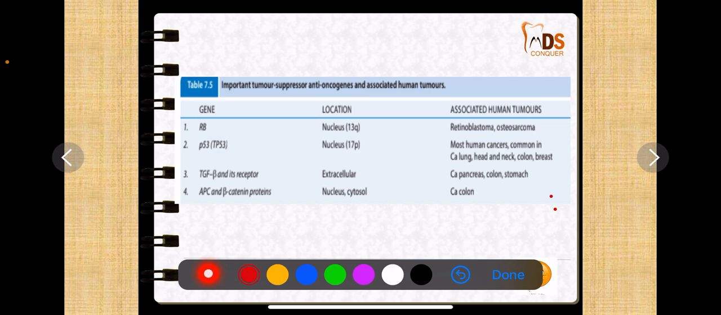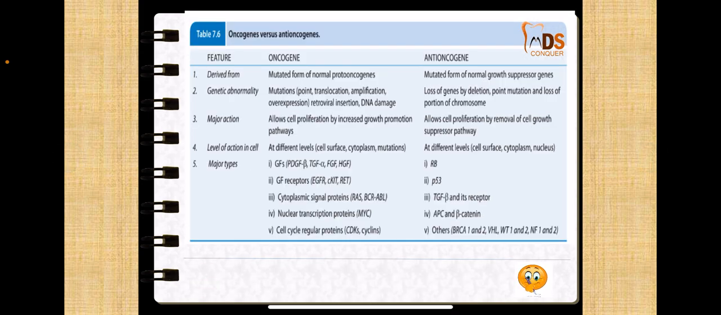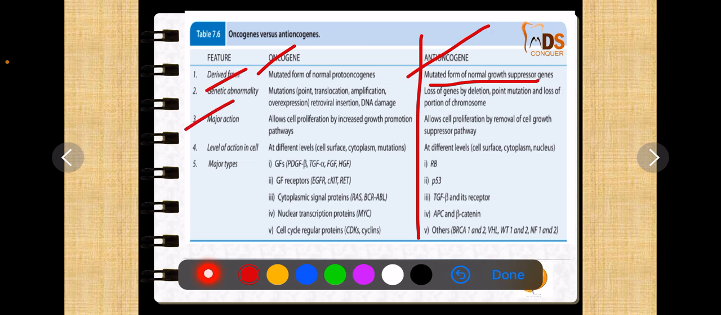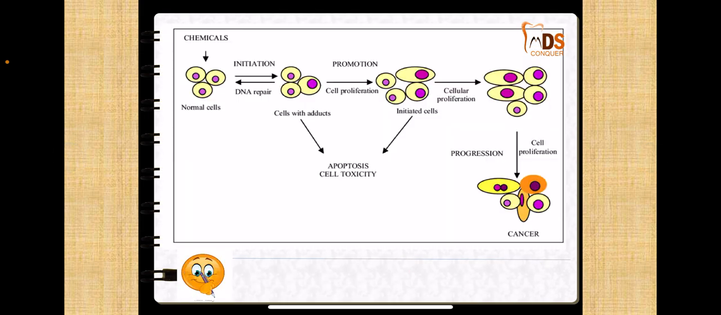So again the oncogenes versus anti-oncogenes, a little knowledge. If you give a good revision for this, just give a reading, that's enough. So these are the mutated forms of the normal proto-oncogenes, and these are the mutated forms of the normal growth suppressor genes. Okay, so other differences based on genetic abnormality, major action, and what are the major types. Okay, so have an idea.